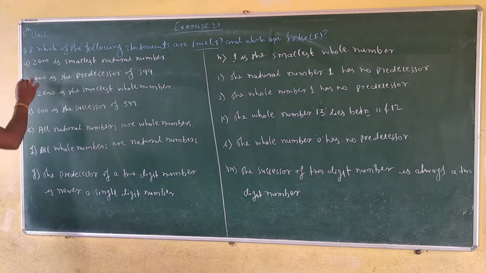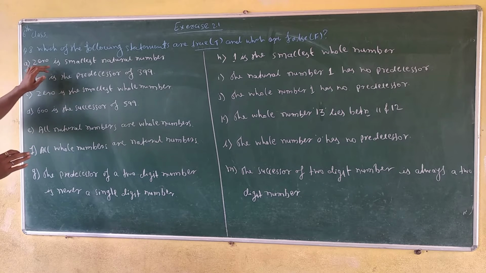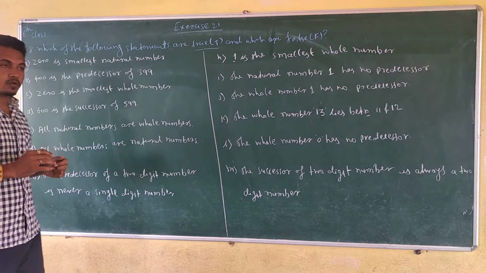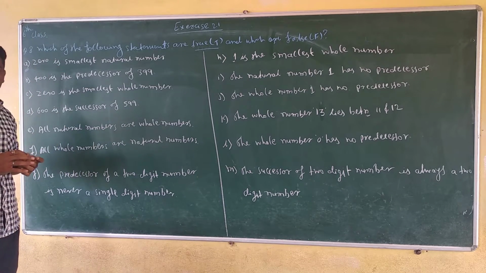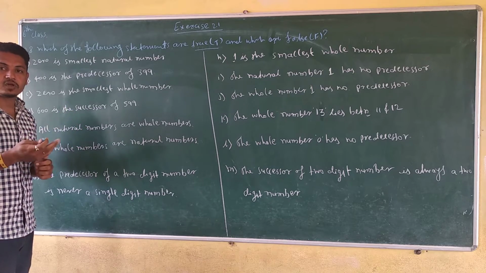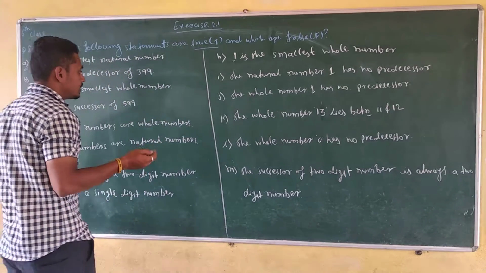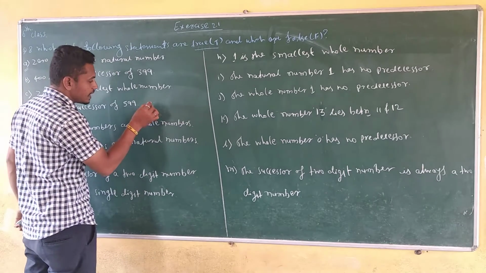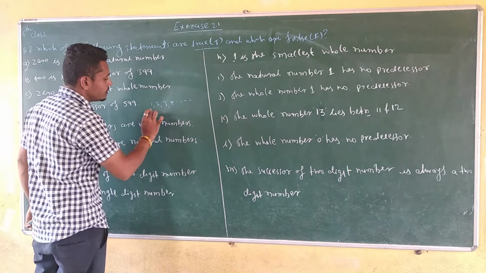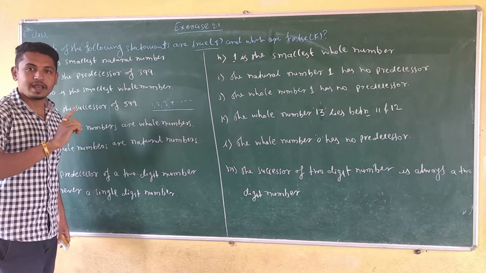See here, first statement. Read the first statement: 0 is the smallest natural number. First, you should know what natural numbers are. The natural numbers are countable numbers. What are the countable numbers? The natural numbers are 1, 2, 3, 4, and so on. These are the natural numbers. And 0 is not a natural number.